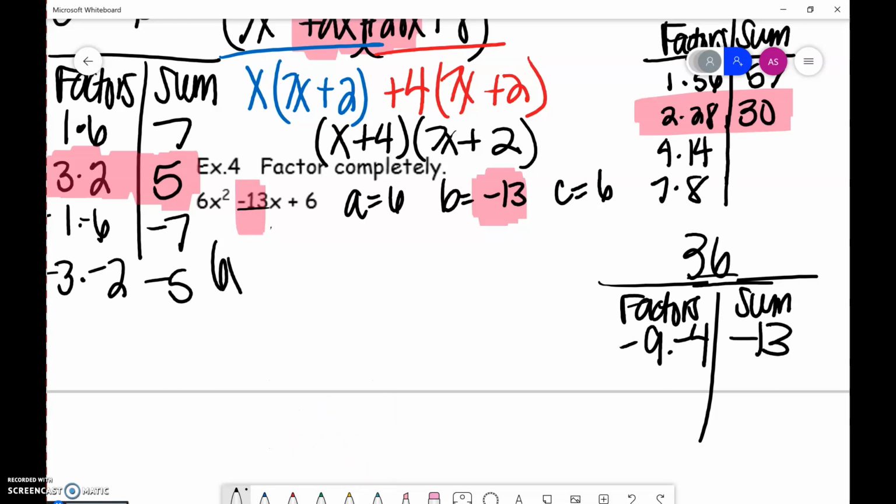So we're going to keep 6x squared. We're going to bring down 6. We're going to replace. So we're going to have minus 9x minus 4x. Okay, we're going to group.